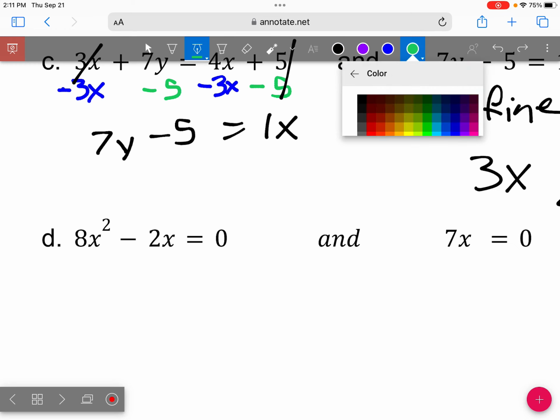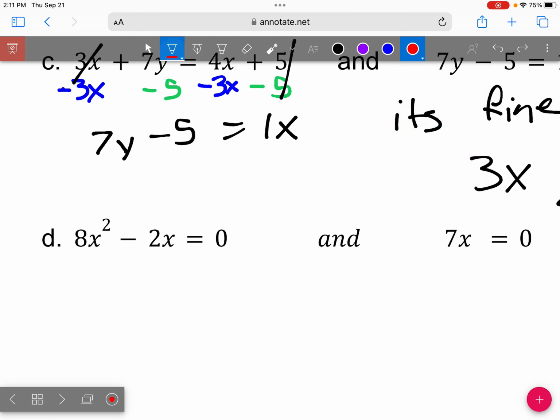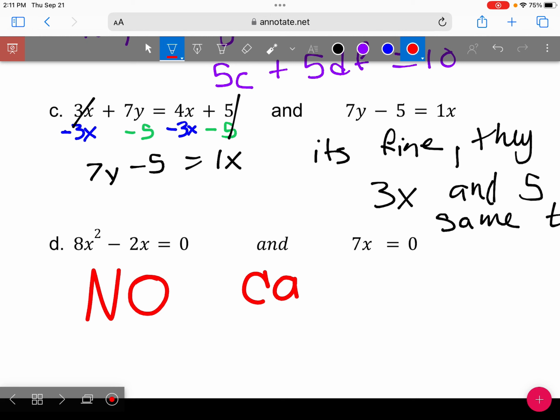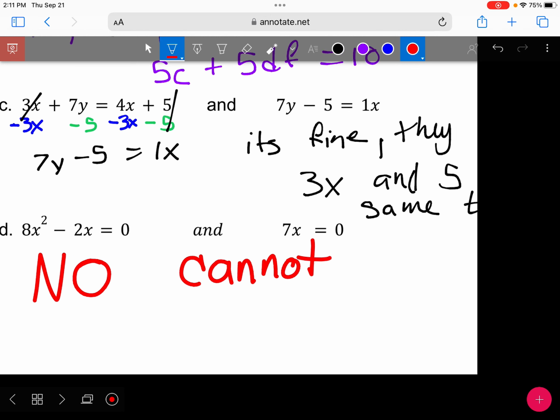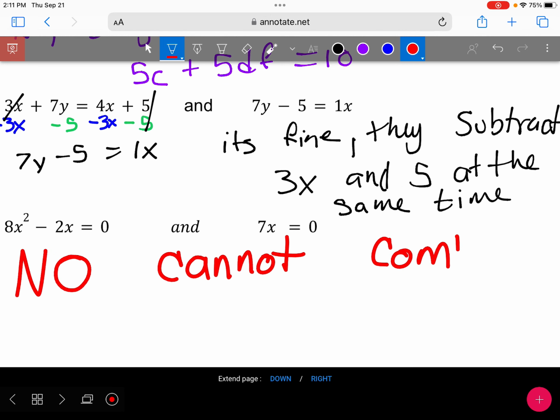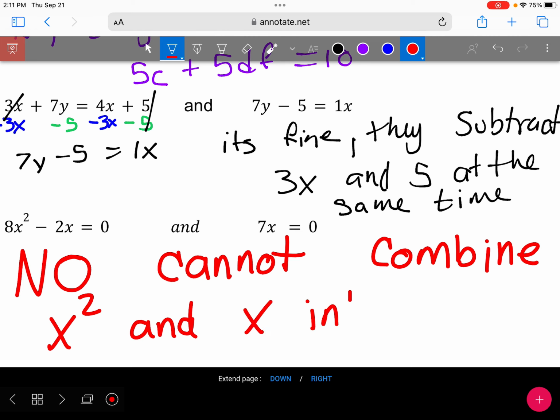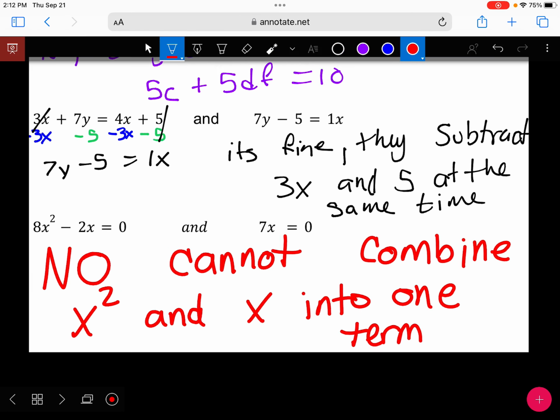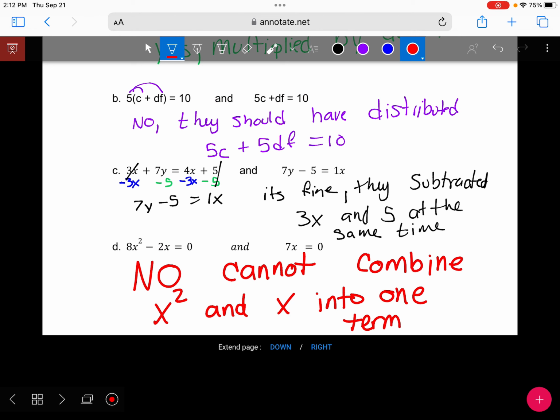In fact, I'm going to switch this to a different color so we can make it very, very apparent. No. Cannot combine x squareds and x's into one term. Do not smash together. Stop combining x squareds and x's. They are different things.